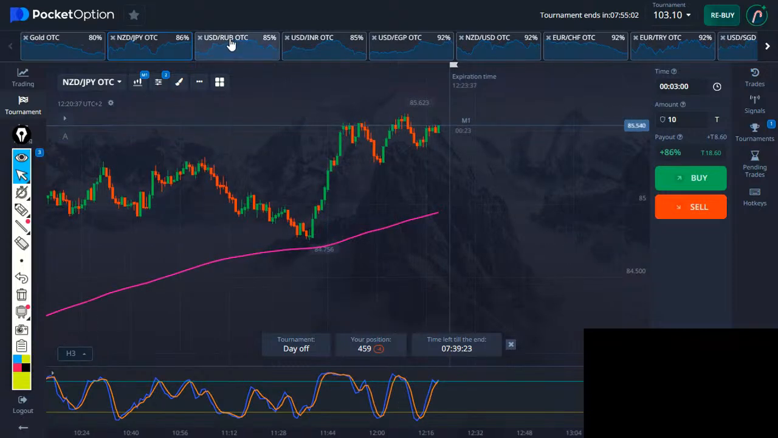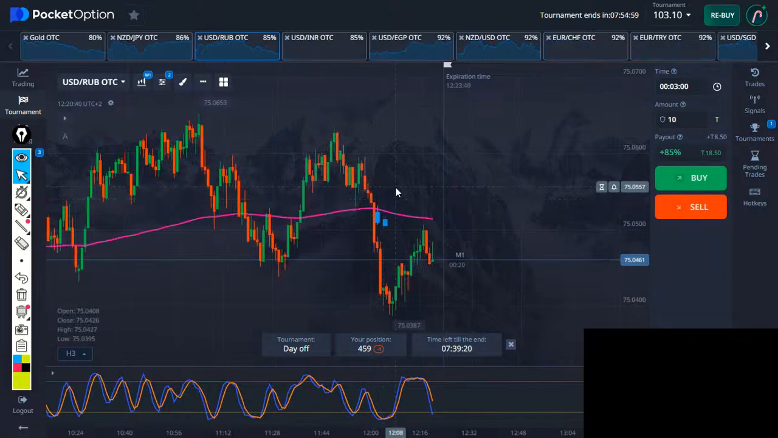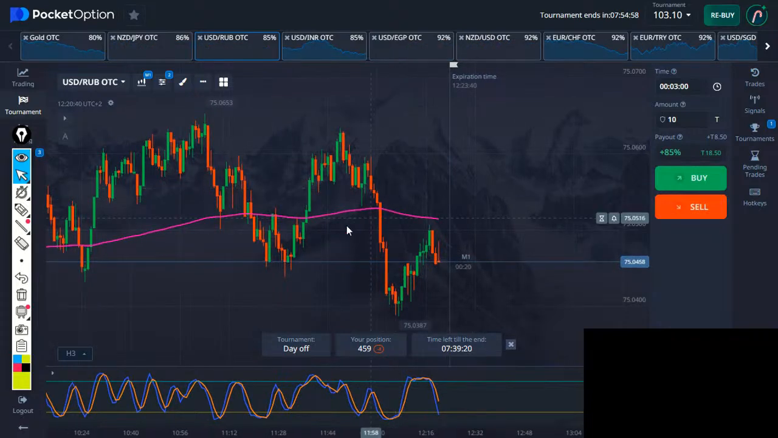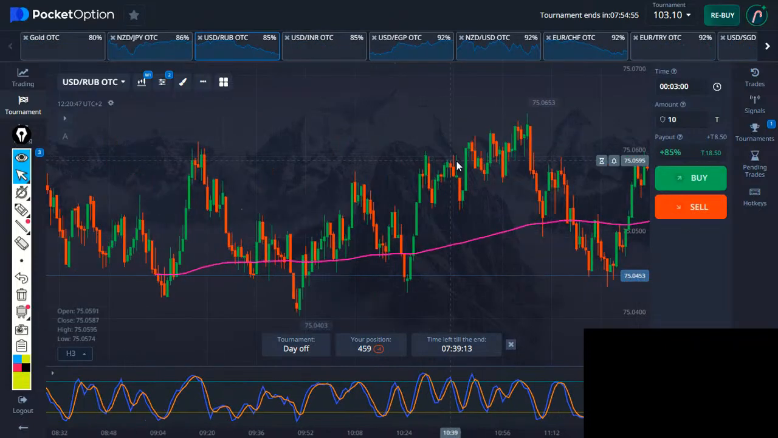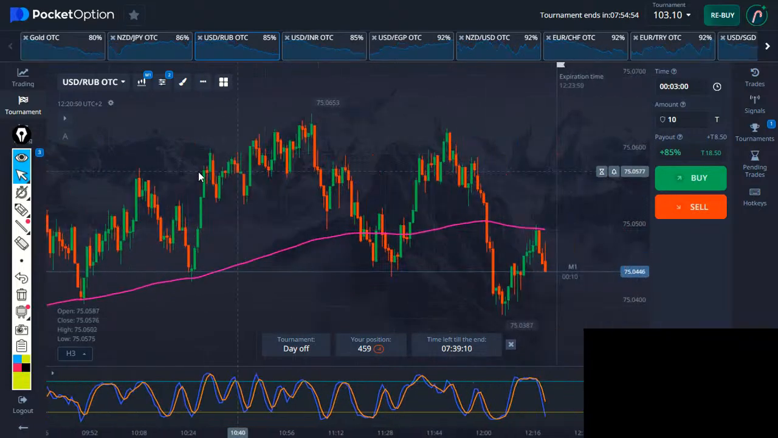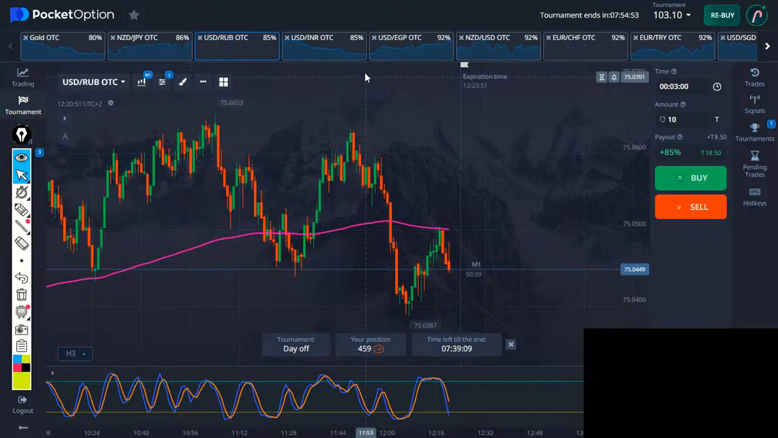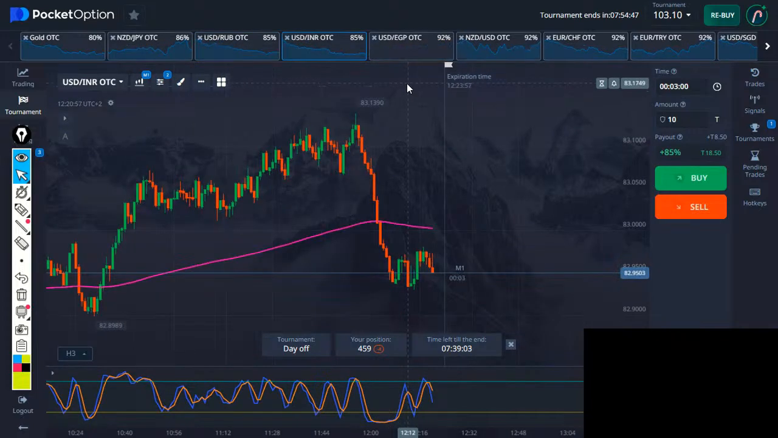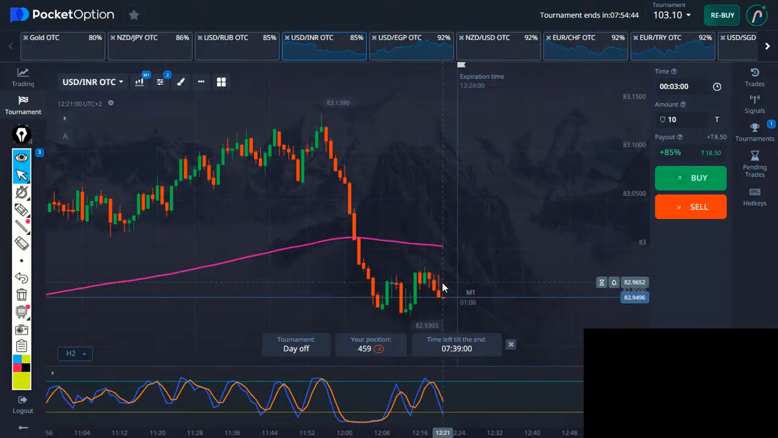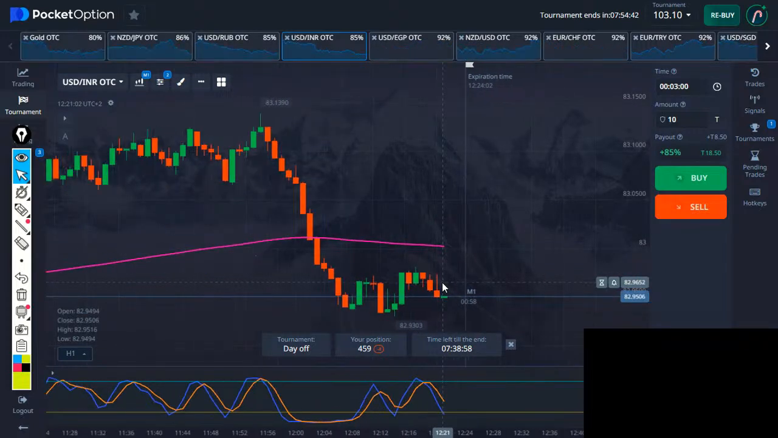Okay. The market this morning is not nice at all. Barely finding any pairs, clearly moving above or below the moving average. This was nice actually, but we are late, so we don't do anything.